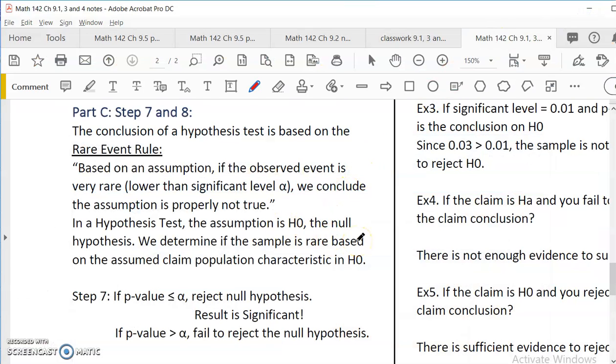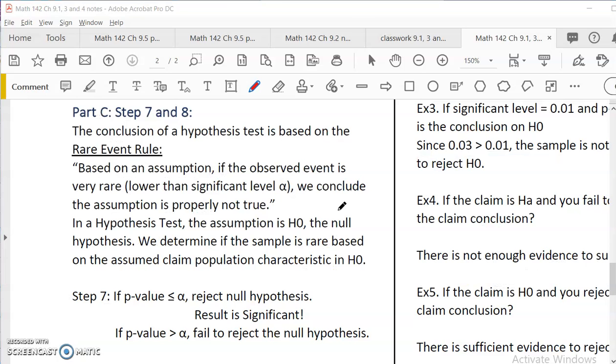Hello, statistics student. This video is for chapter 9.1, 3 and 4. We continue with hypothesis test basics. We're in part 3, or part C, of the hypothesis procedure. The last part is about making a conclusion of a hypothesis based on the rare event rule and based on the values that we calculated earlier from a sample.